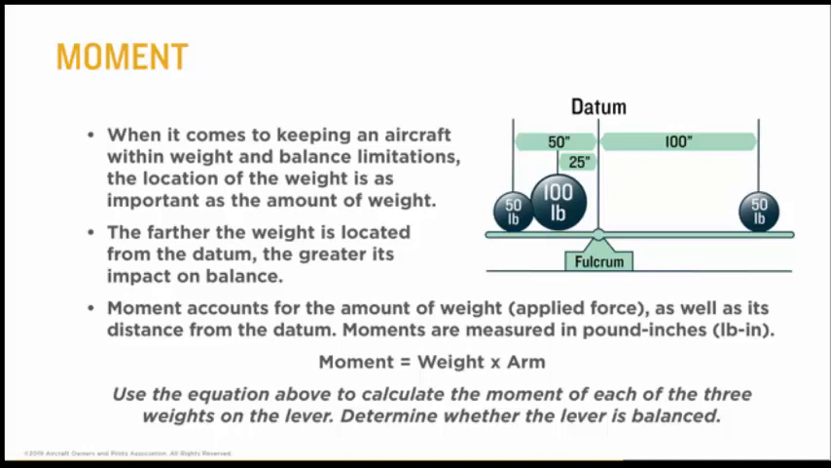So now we calculate the one that's on the positive side of the datum, and we would do 100 times 50, and we would get 5,000 pounds per inch. So hopefully you realize that if we add those numbers up, negative 5,000 plus 5,000 gives us 0. So that tells us that we are in balance.